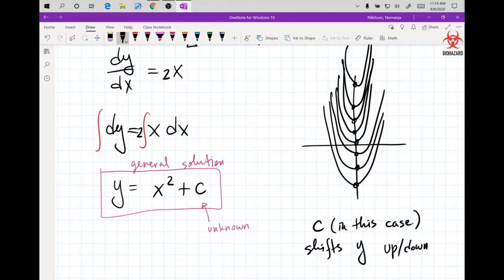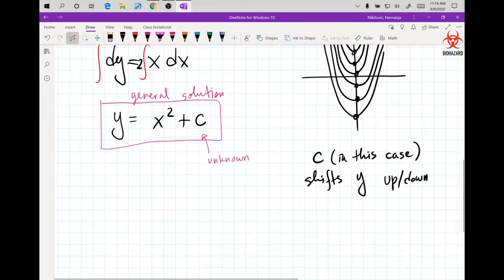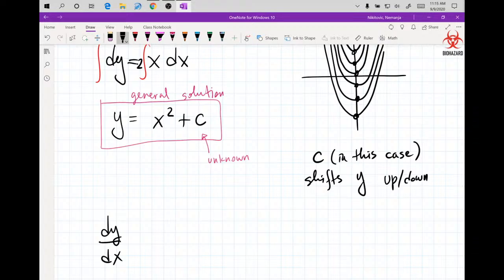But then what we have is the particular solution. And to get that particular solution, you need an additional piece of information given to you when the equation is given to you. So if I am to repeat the problem, dy/dx is equal to 2x, and I provide you with an additional piece of information which says y of 2 is equal to 9.